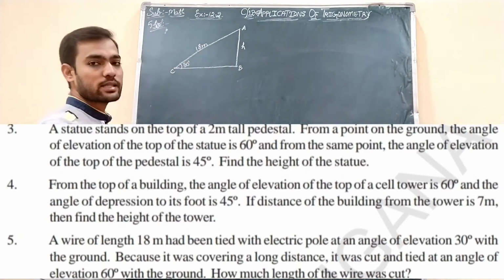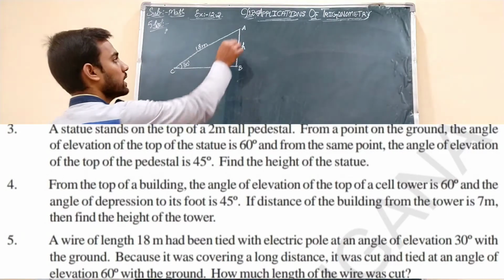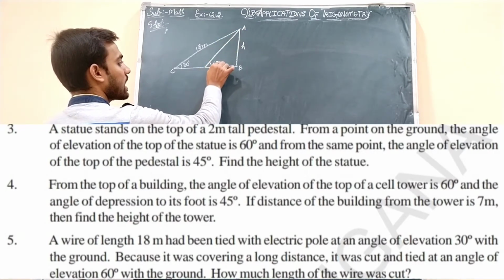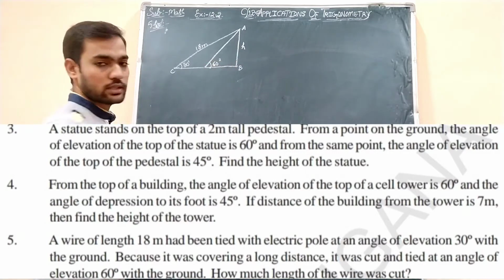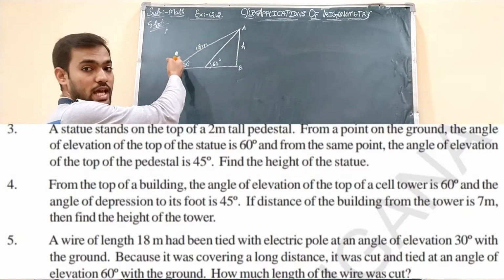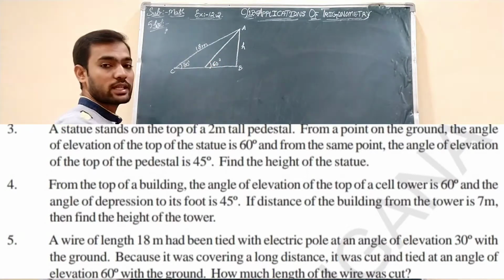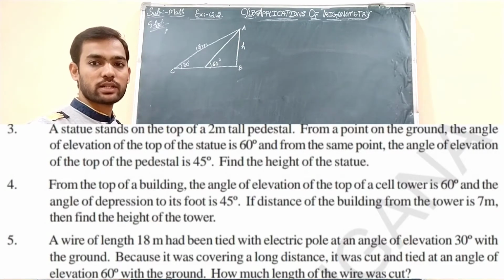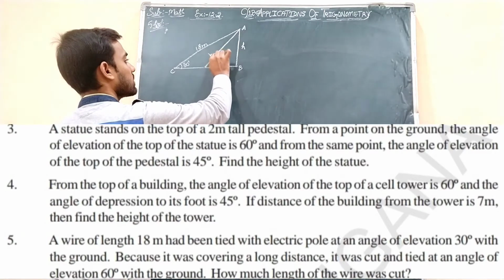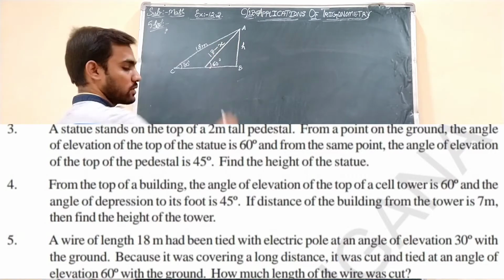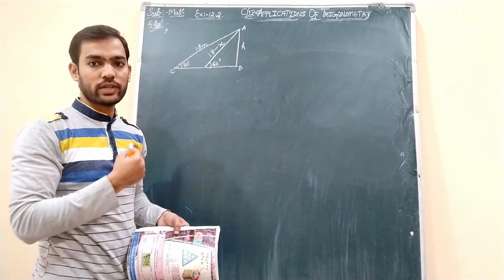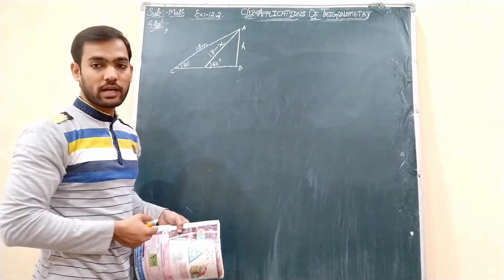Now some part of the wire has been cut out, and the wire is now being tied and it is forming a 60 degree angle with the ground. Okay students, because it was covering a long distance earlier, it has been cut out and brought nearer to the pole. How much length of the wire was cut, that we need to calculate, but we don't know that. So let us consider the wire was cut by x meters. So let us take this measurement now as 18 minus x, students. Earlier it was 18 meters. Some part of the wire was cut out, that we don't know, we are considering it as x. So now it is 18 minus x.